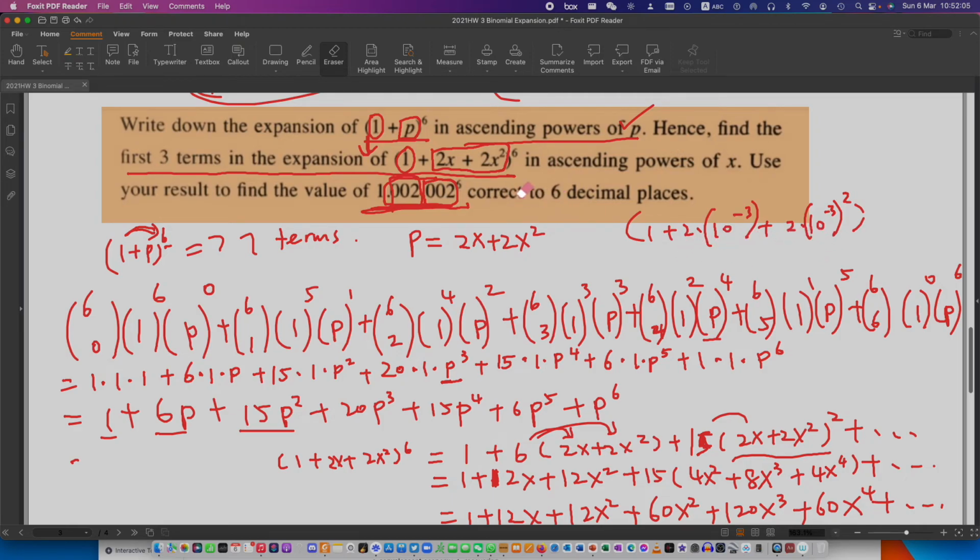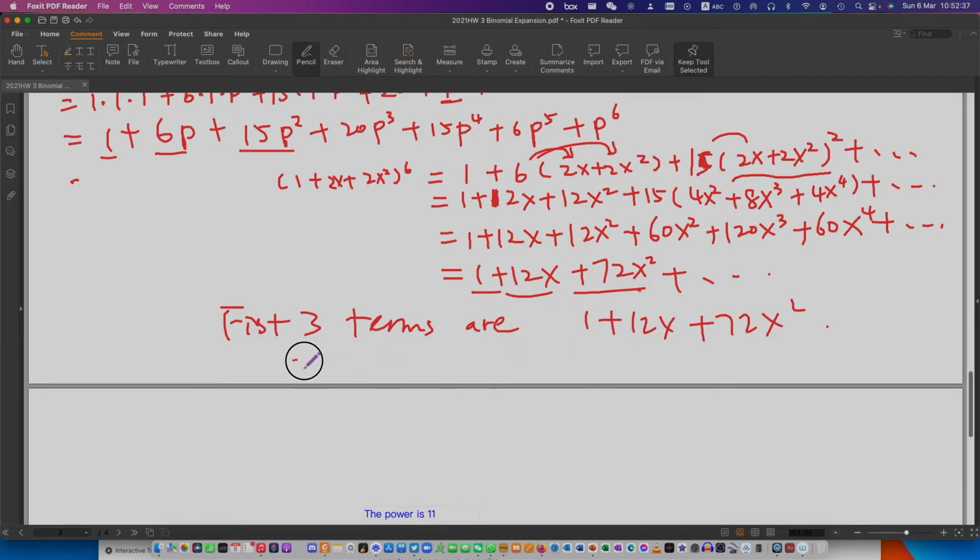Once you see this in this format, by comparison you can see this is your P. Your P now is what? 10 to the power negative... or your X is your X here. Can you see that? So your P is actually not P, your X, sorry. X is the 10 to the power negative 3. So if X is 10 to the power negative 3, you just put it in, 1 plus 12. But if you cannot see, then you don't get these marks. Then you get the answer.